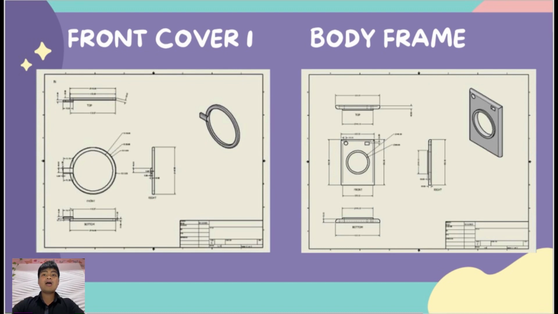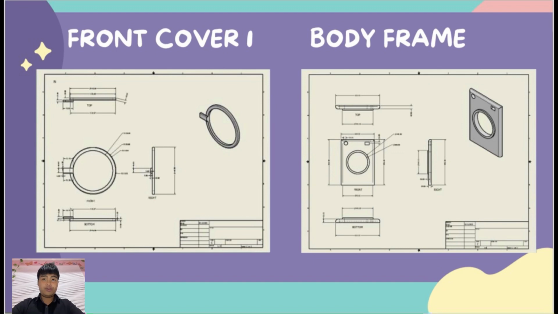And now moving on to the body frame of the machine. So from the top view, the base of this measurement is 630 millimeters with the chamfer of 40 millimeters, and the diameter of the machine is equal to 440 millimeters.